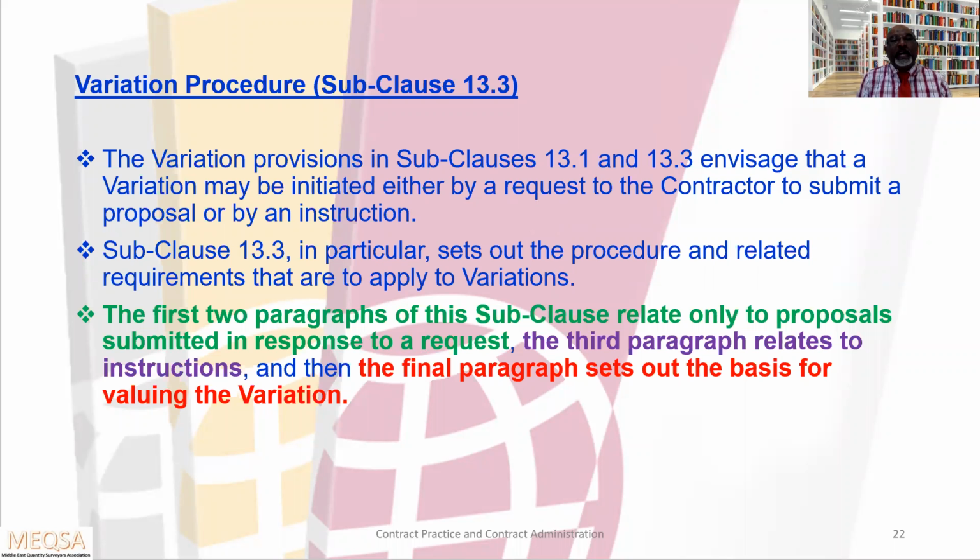The second point, subclause 13.3 in particular sets out the procedure and related requirements that apply to variations. The first 2 paragraphs of this subclause relate only to proposals submitted in response to a request. The third paragraph relates to instructions, and the final paragraph sets out the basis for valuing the variations. So the first 2 paragraphs are the response to the request for the proposal. The third paragraph relates to the instruction. The fourth paragraph is the basis of valuing the variations.